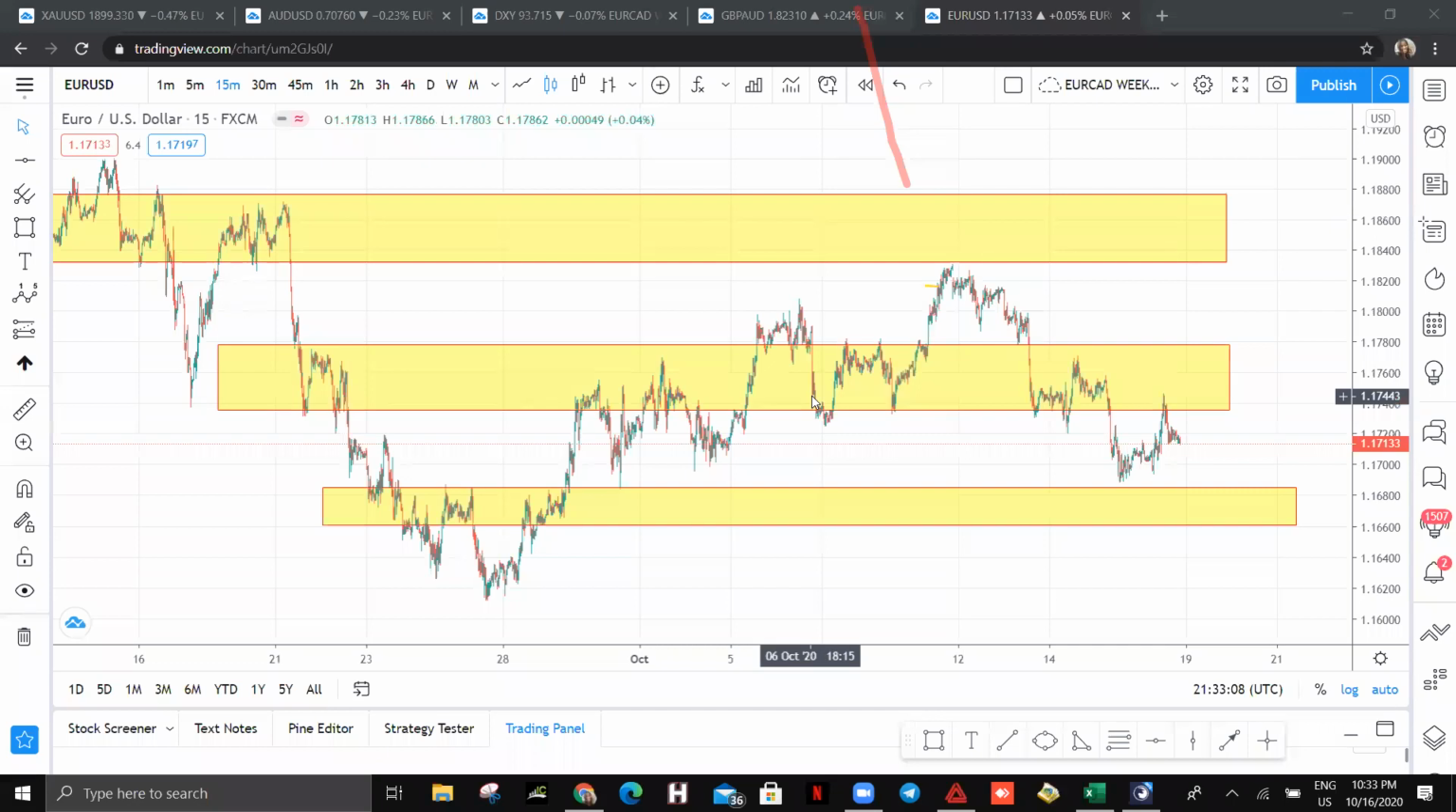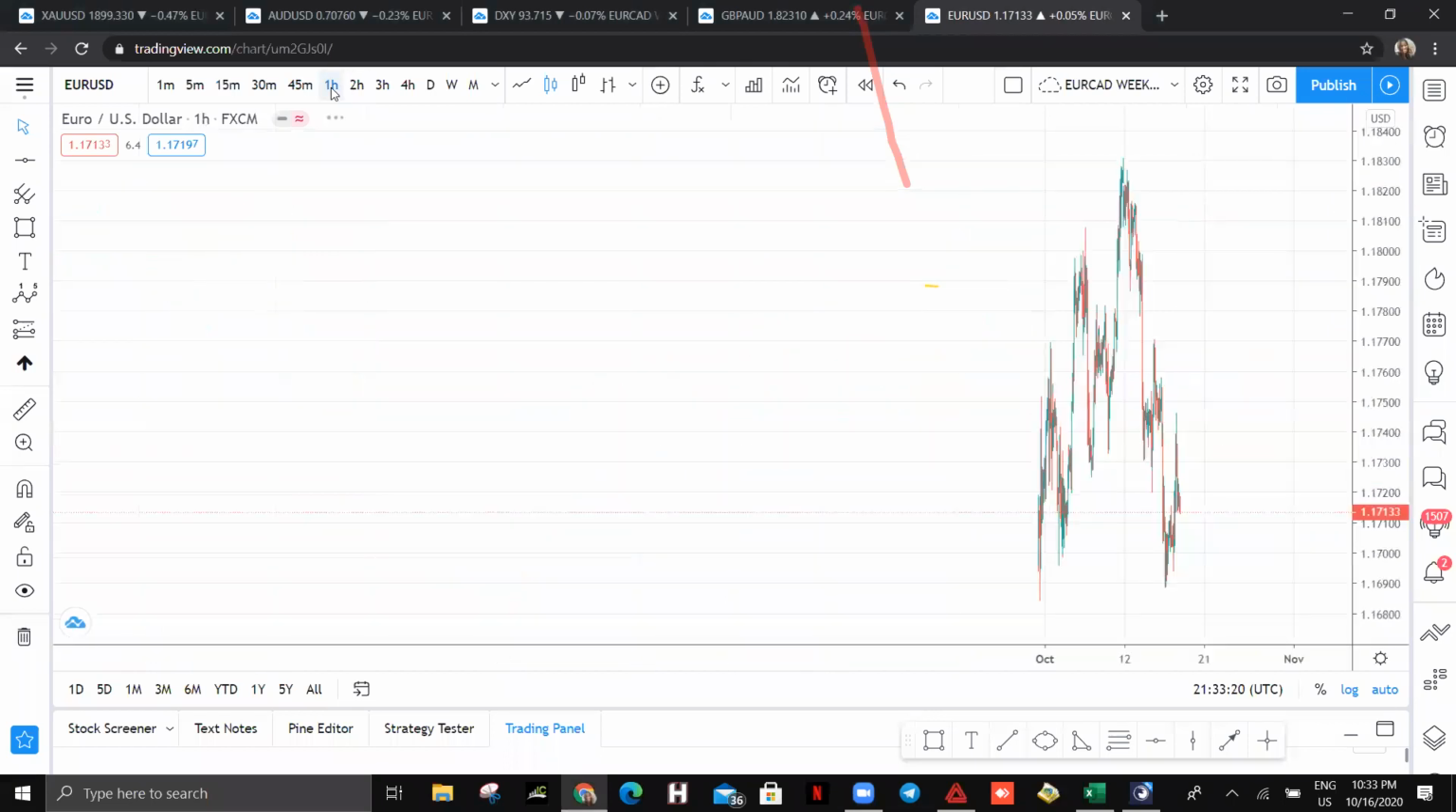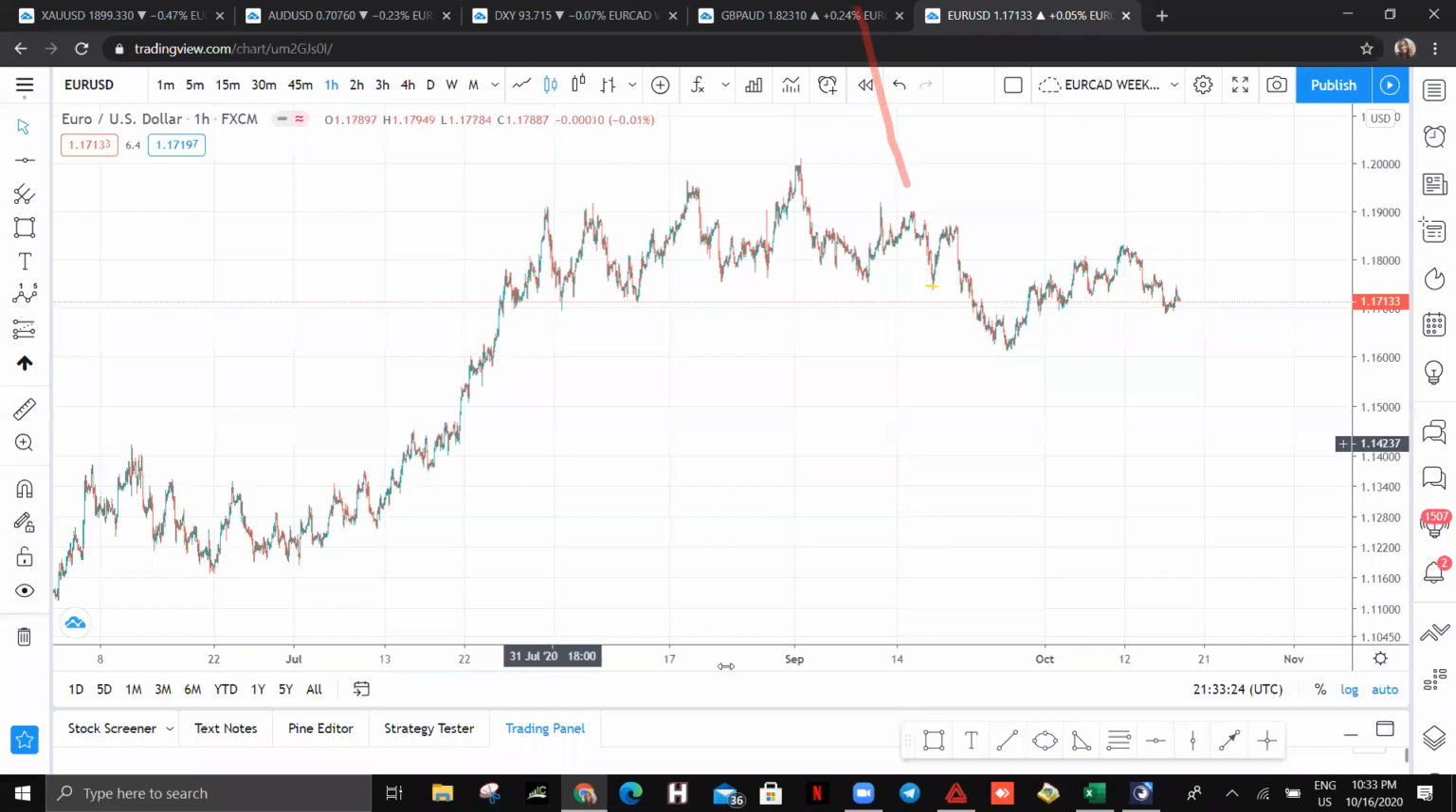All right, now that's for the 15 minutes. I'm going to delete it so we can do another time frame. Now let's go to 1 hour. You can see how 1 hour is. Use your rectangle to draw your support and resistance. Support and resistance is a zone, it's not a line, not a number. So even if you use your line, price could break out of your line.